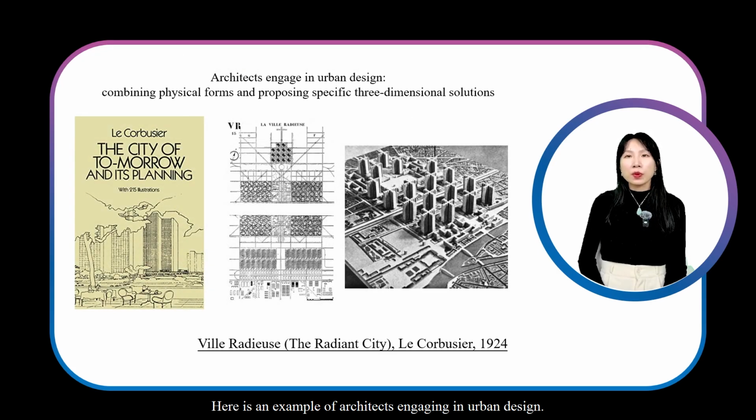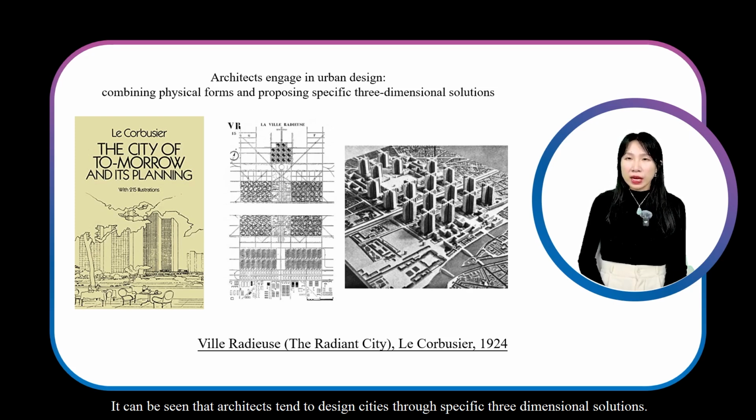Here is an example of architects engaging in urban design. This is the famous but unrealized urban design project in Paris, designed by Le Corbusier in the 1920s, which is called the Radiant City. It can be seen that architects tend to design cities through specific three-dimensional solutions.